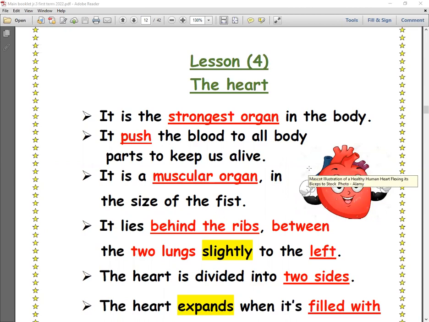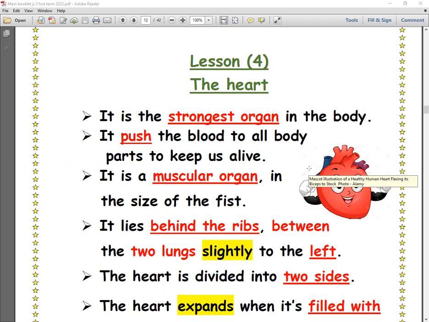Number 1, do you remember the heart is very strong or weak? Yes, the heart is a very strong organ. So I can say the heart is the strongest organ. Okay, junior 3. So the heart is the strongest organ in our body.